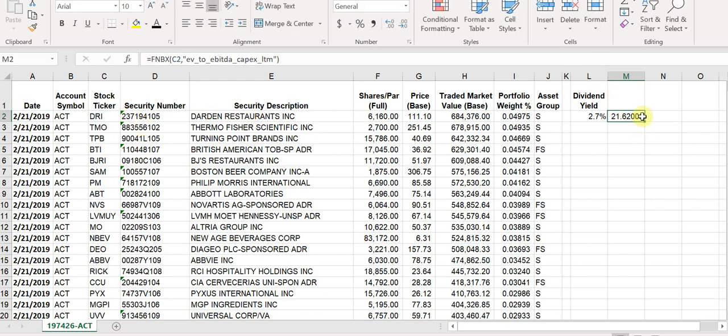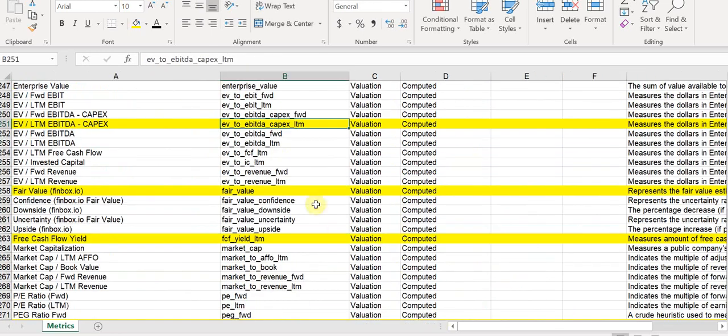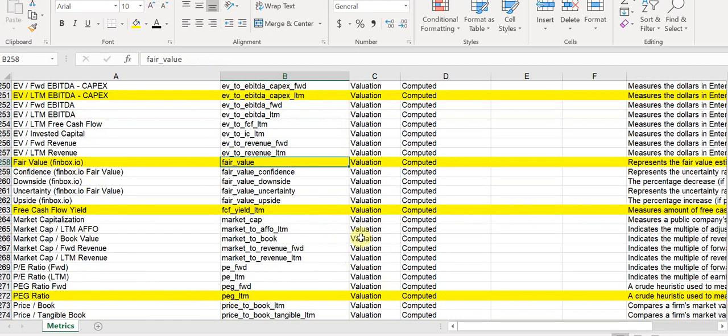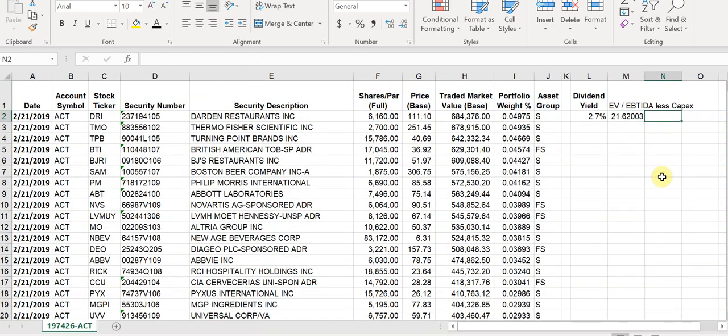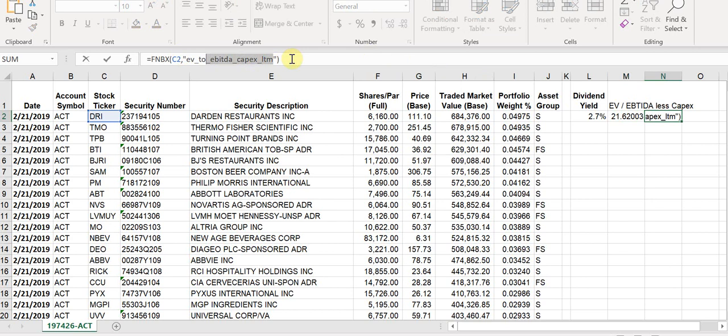So 21.6 times. Fair value. So Finbox actually provides their estimation of a stock's value. So why don't we just bring that in and see what they come up with?